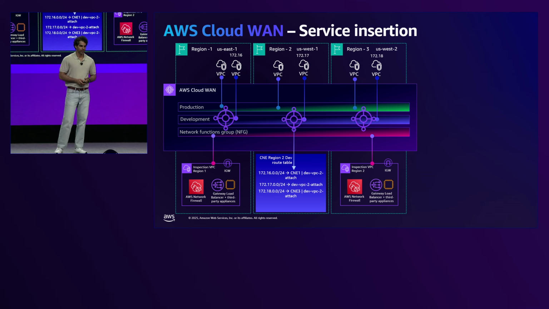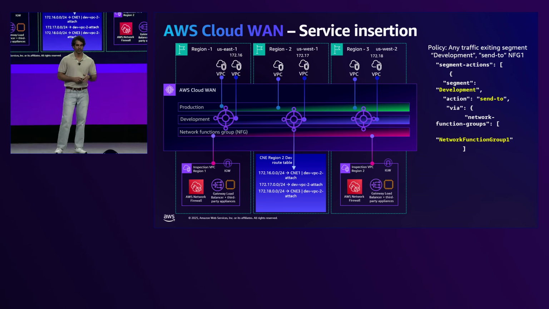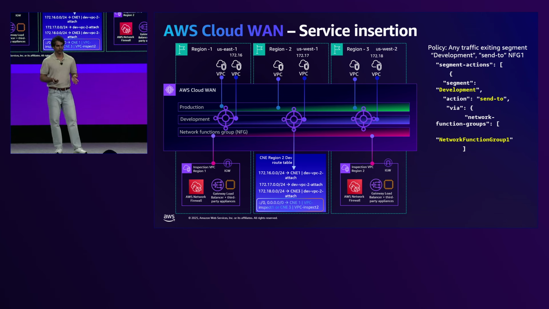So now the dev route table in region 2 says dev VPC2 is directly attached, but to reach the other 2 VPCs, I need to go via CNE1. Great. Now I write the same policy. I say any traffic exiting development, send to network function group. And the same automation applies, but now this region has 2 options in the dev route table. It can either send traffic via region 1, US East 1, or it can send traffic via region 3, which is US West 2. Right?